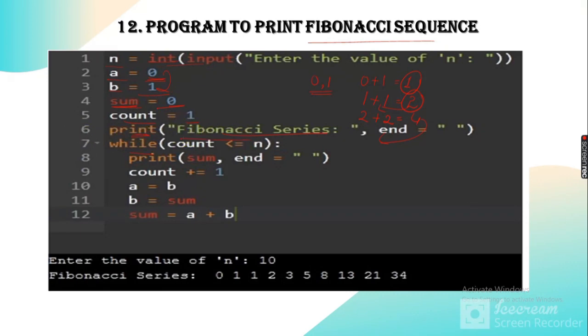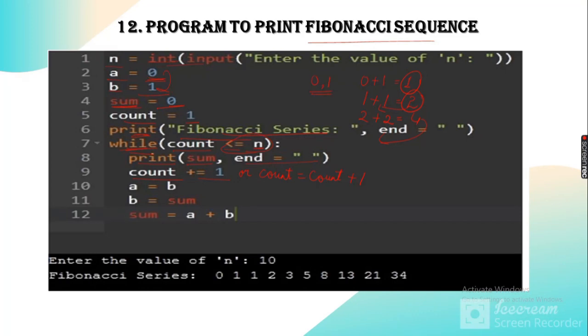Now we have written a while loop because it will continue the loop. Count is less than or equal to n. It will run till the count is less than or equal to n, that is the number. Then print sum, end is equal to double inverted commas. Count is equal to count plus 1. Here we can also write count plus equal to 1. It simply means count is equal to count plus 1.